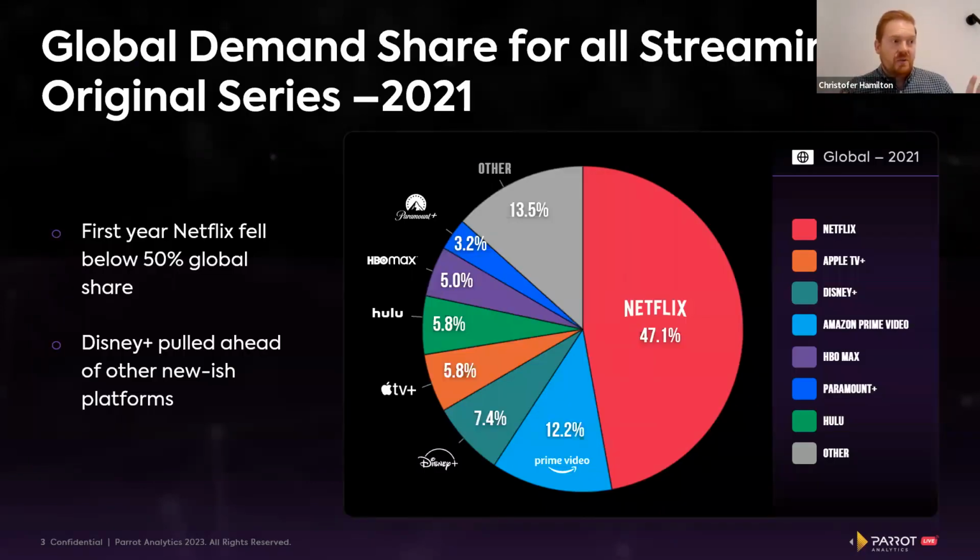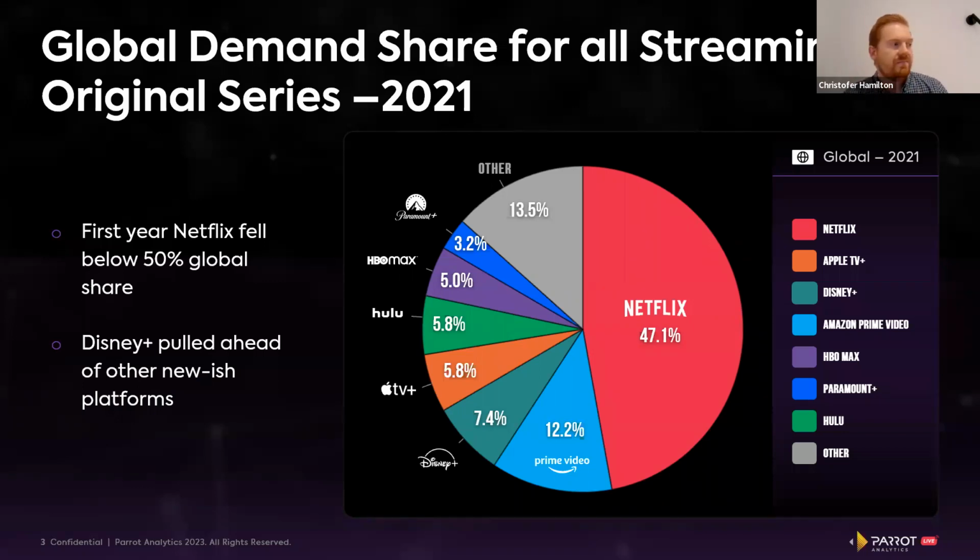So before we get into this past year's data, I just wanted to set the stage by looking at where things were in 2021. So a few callouts here. 2021 was the first year where the share of demand for Netflix's original series globally fell below 50%. That's what we're looking at in this chart, the share of demand for streaming originals from each of these platforms globally in 2021.